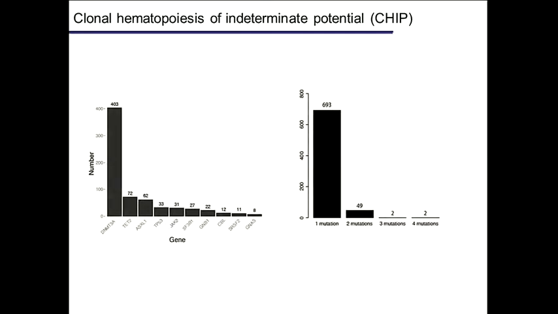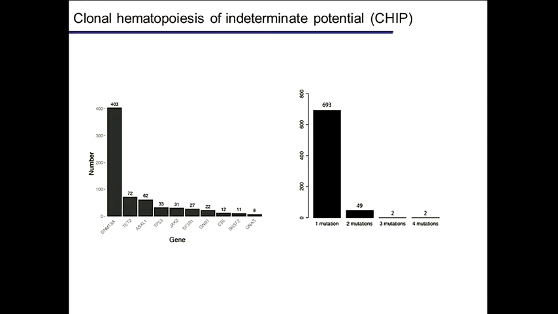So what's this? First we looked at what genes are mutated. It was not the same distribution that we see in MDS, nor in AML, nor in any lymphoid diseases. DNMT3A really dominated this, followed by TET2, and then ASXL1. There's also quite a substantial number of P53 mutations, JAK2, SF3B1, and others.